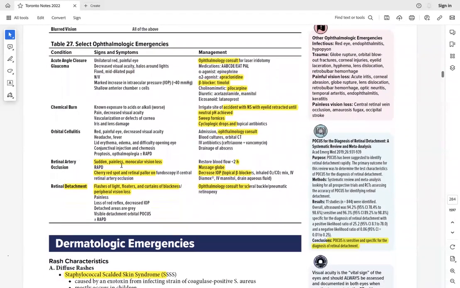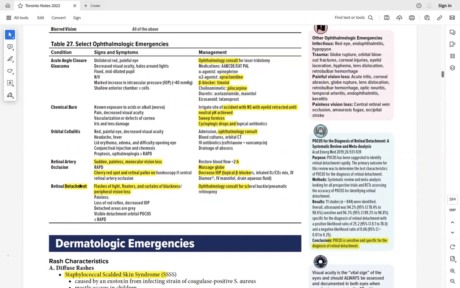Retinal artery occlusion: sudden painless monocular vision loss, all of a sudden, and on fundoscopy, what will we see? We see cherry red spot and retinal pallor. On Google, write this and look at the fundoscopic picture, what it looks like. Okay, what we do: massage the globe, decrease intraocular pressure with topical beta blockers or IV mannitol.